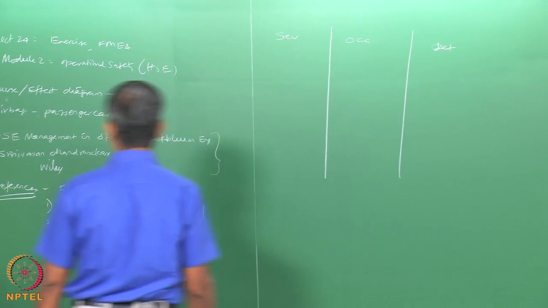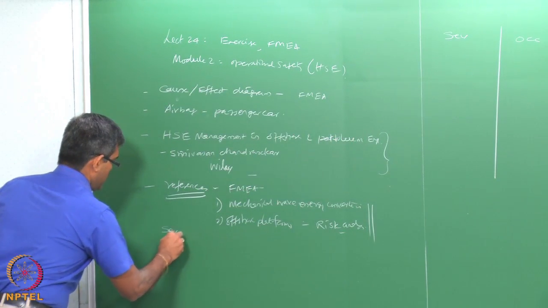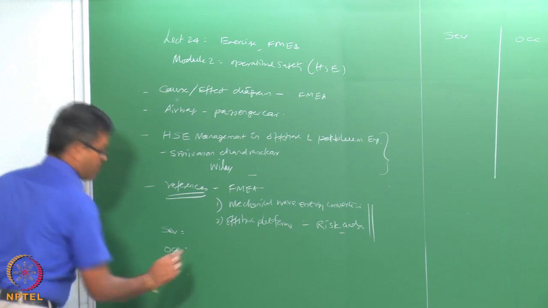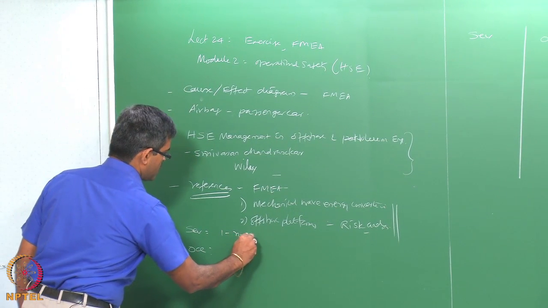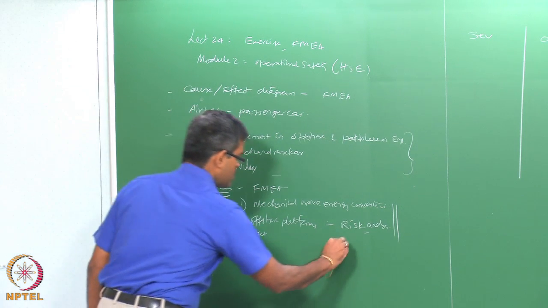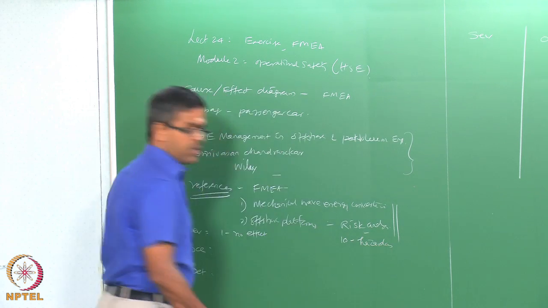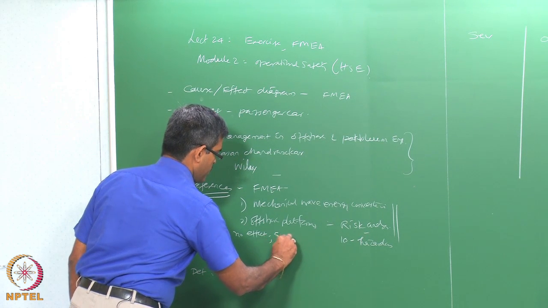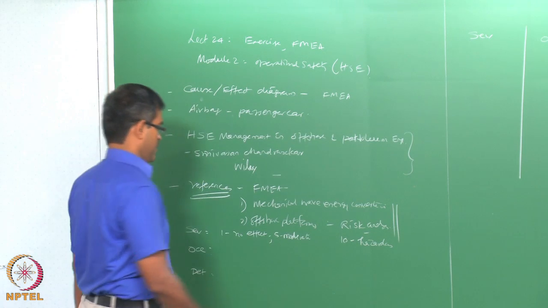I will write down the values here. It is easy for me to use the other part of the blackboard. Let us say severity, occurrence and detectability. We already know severity 1 means no effect. Severity 10 means very hazardous, and one can have 5 as moderate, and 8 as serious.